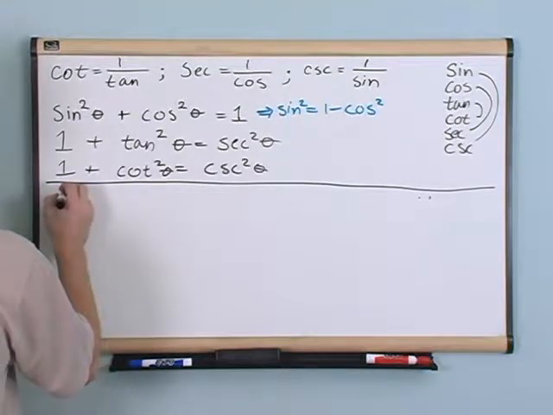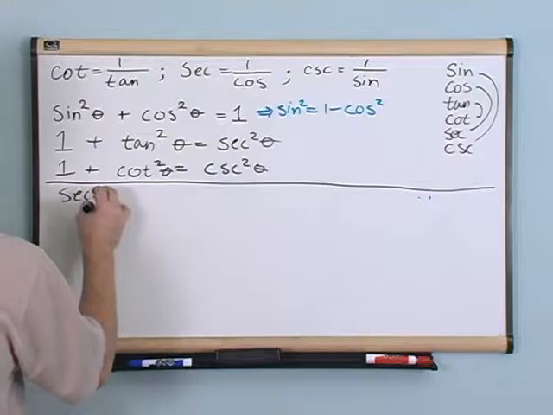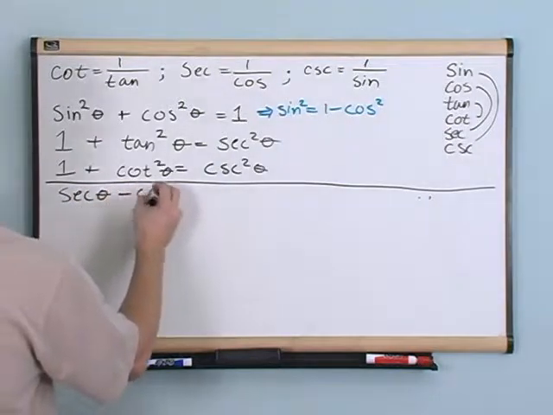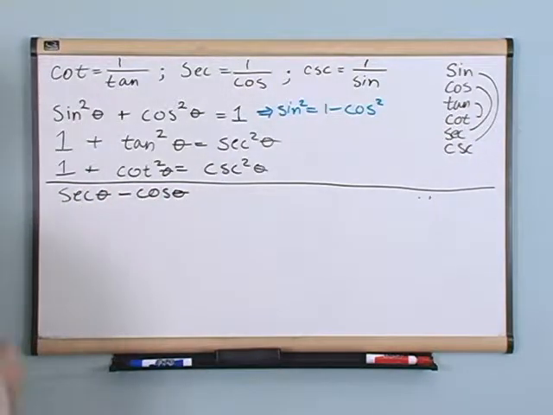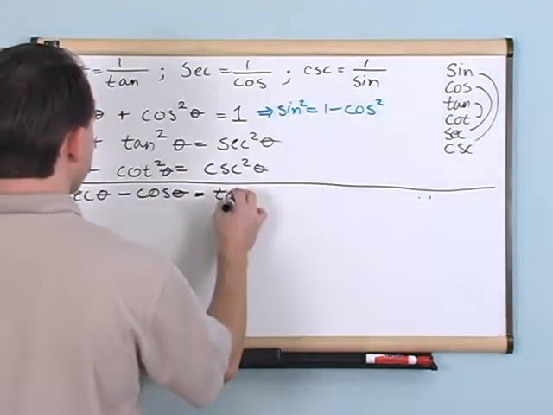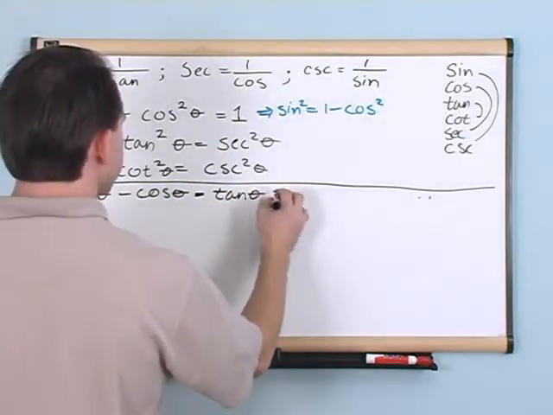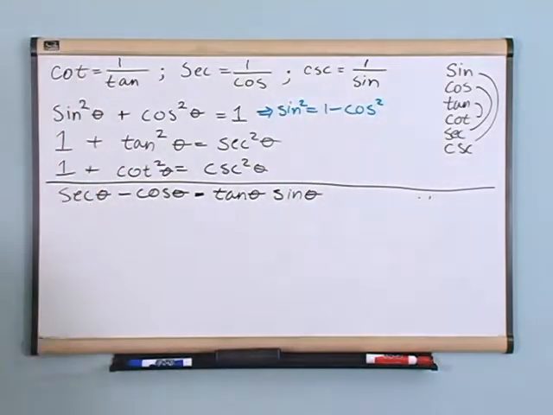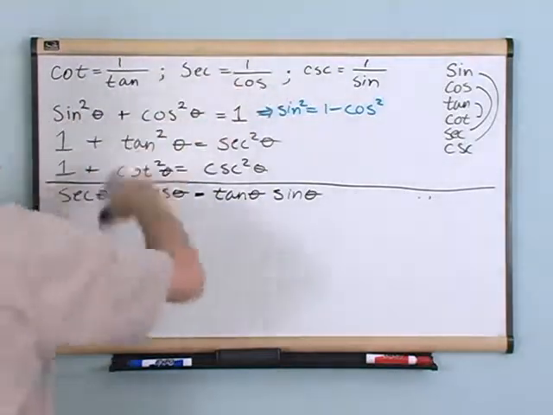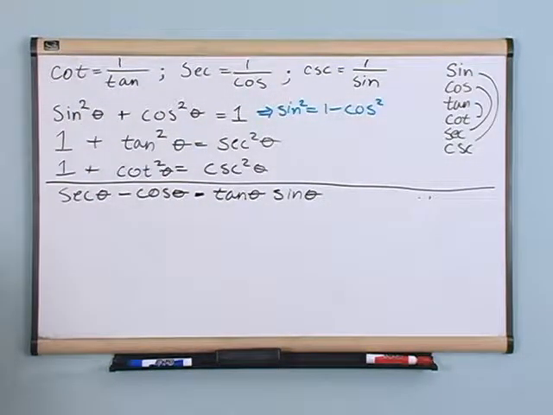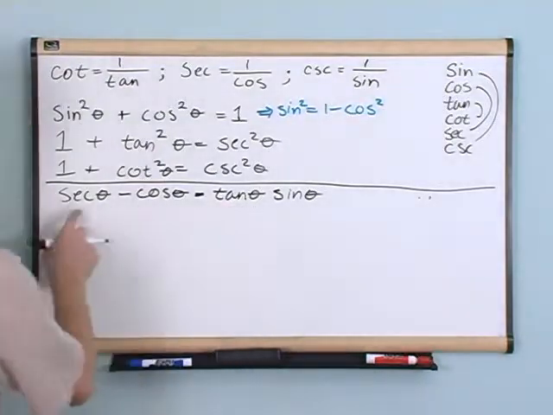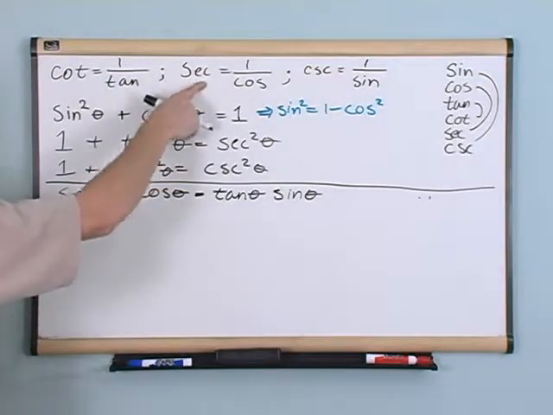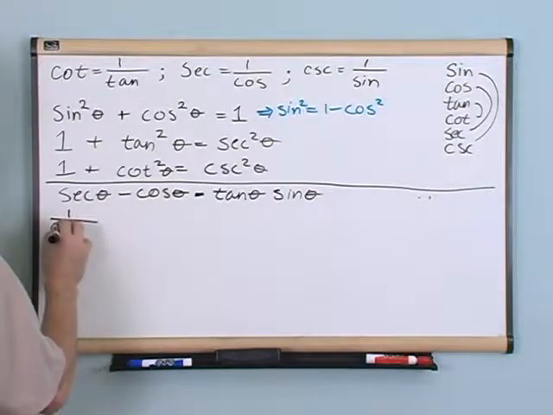What if you have secant theta minus cosine theta equals tangent theta times sine of theta? And the question there is, is that identity true? I want to try to use these other identities to prove that this is true. Again, I've got a cosine, a tangent, and a sine. The best I can probably do is try to substitute for some of these things. So for secant, I'm going to substitute in here and say this is equal to 1 over cosine of theta.